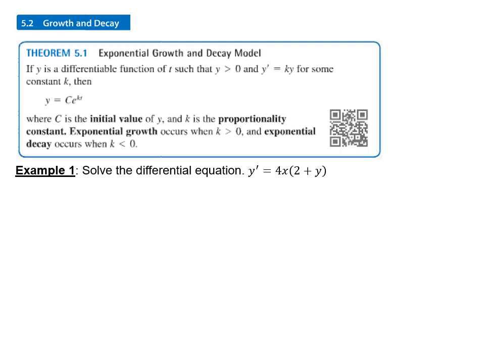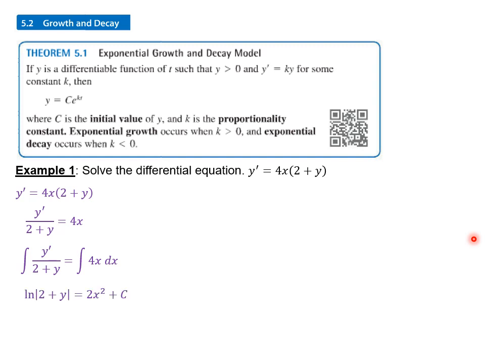So start with example 1, solve the differential equation y prime equals 4x times 2 plus y. First, separate. So y prime divided by 2 plus y equals 4x. Integrate both sides. The left is going to be natural log of 2 plus y, and the right is going to be 4 divided by 2 is 2, and x to the 1 plus 1 is x squared, plus some constant c. It doesn't matter which side we have the plus c on.